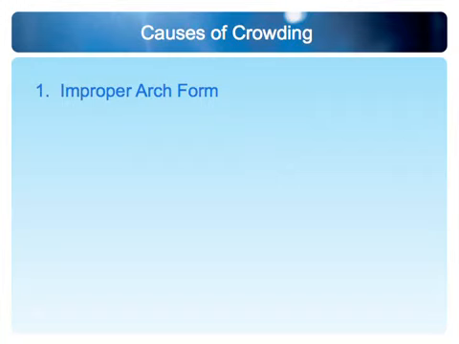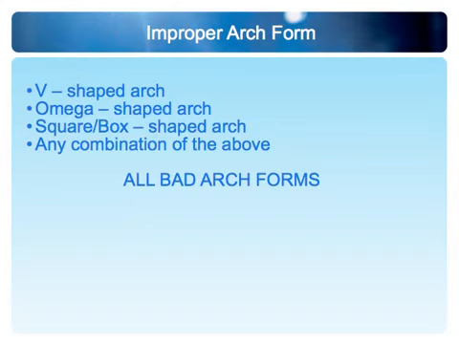So let's go through the causes of crowding real quick. The number 1 cause of crowding is improper arch form. Improper arch form is a cause of crowding. Now, what does that mean? We know what it means. We see it every day in the office.